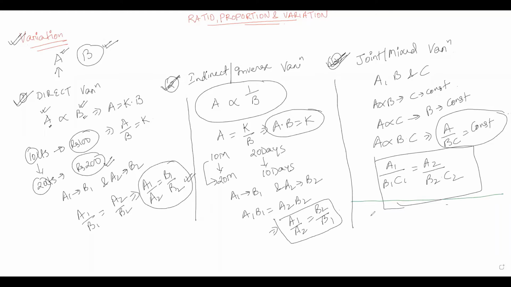In a similar way, say A varies to B when C is constant and A varies to 1 by C when B is constant, then we can say that A varies to B by C. So we can say that AC upon B will be some constant. So we can write A1 C1 upon B1 will be equal to A2 C2 upon B2.